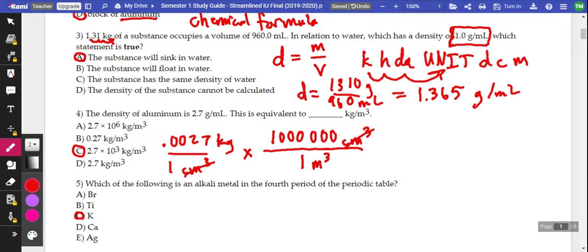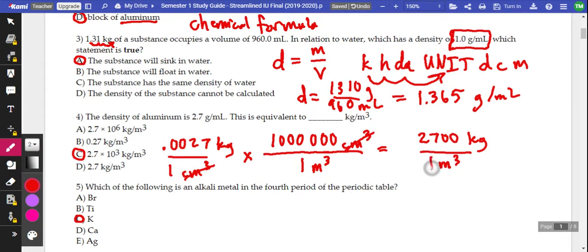And if I take my 0.0027 kilograms times 1,000,000, what we're left with is 2700 kilograms per cubic meter. Right? If I clean up my units a little bit, I don't really need to have this one explicitly written down here. It was just to help me cancel my units.